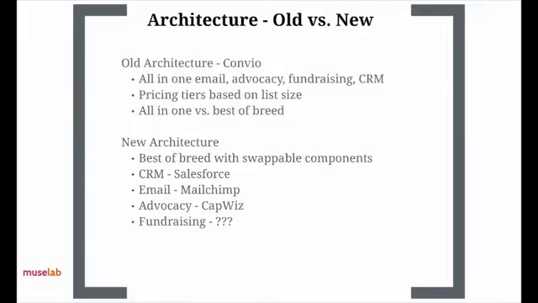I'm generally architecturally a fan of best-of-breed concepts. So the new architecture that we went with is best-of-breed with swappable components. We're using Salesforce.com for the CRM. In the nonprofit world, Salesforce will give 10 free user licenses. It's kind of a no-brainer to me. It's one of the best database systems that's out there to run this. For email, we're using MailChimp. For advocacy, we're using CapWiz.